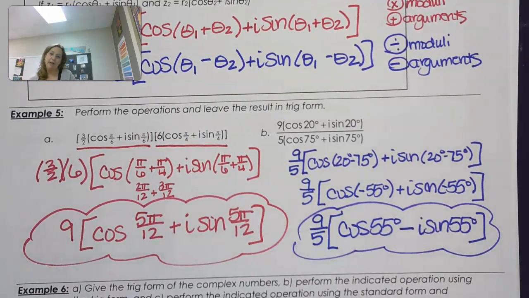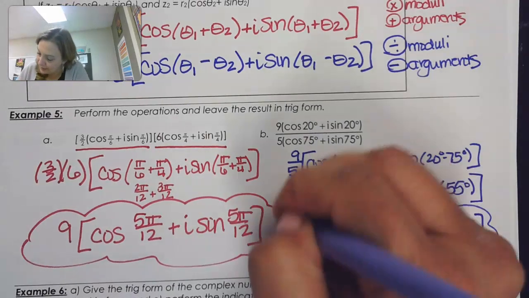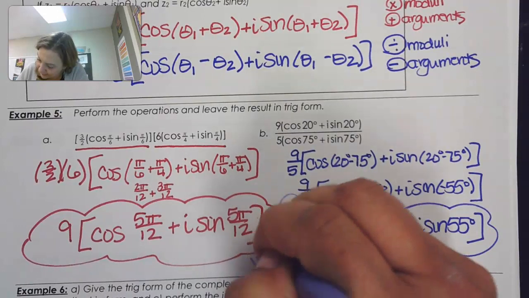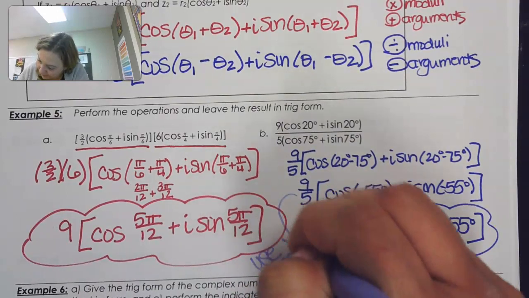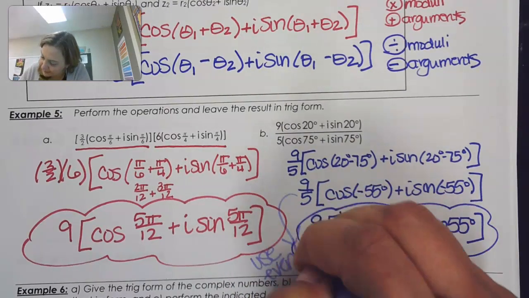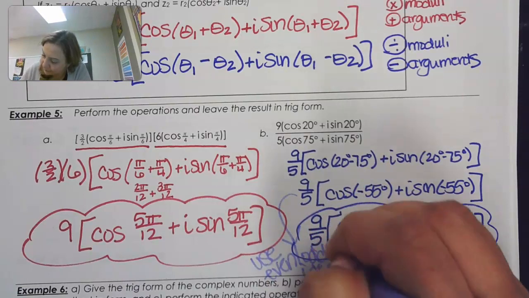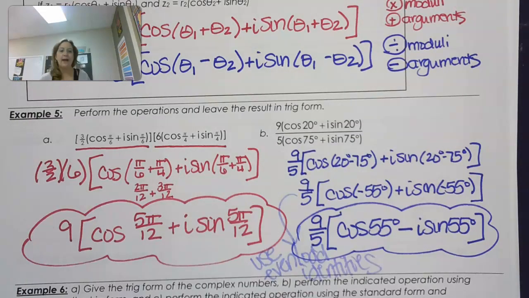And then that would be the best way to write our final answer. Yes, I would want your degrees to be non-negative and something like that, okay? So again, from here to here, what we did is we used the even-odd identities. You need to make that note.